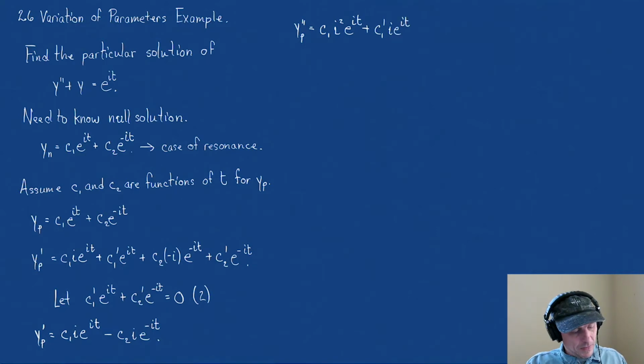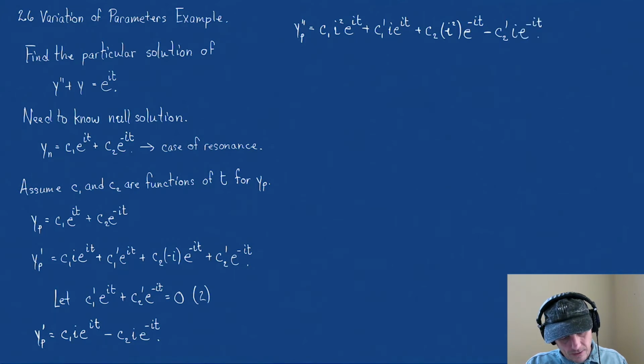And then we're going to pick up a minus C2, and then a minus times a minus, that's going to be a plus, but then we're going to pick up an i squared e to the minus it, and then a minus C2 prime i e to the minus it. Okay. Now let's substitute that all back into y particular double prime plus y particular.